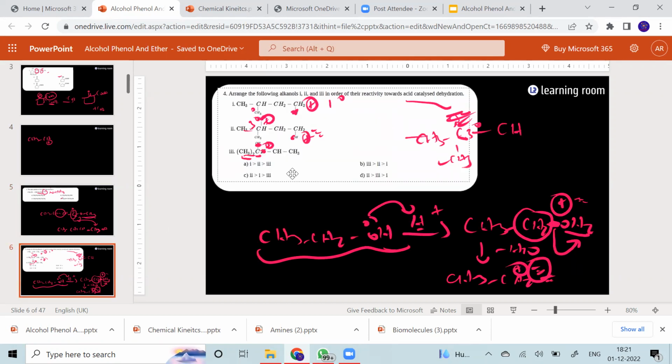Sir, could you please erase the pen marks on the molecules? Yeah, sure, that I can do.